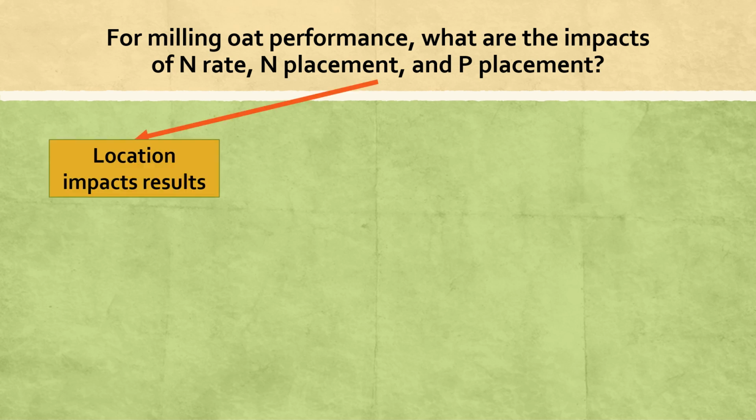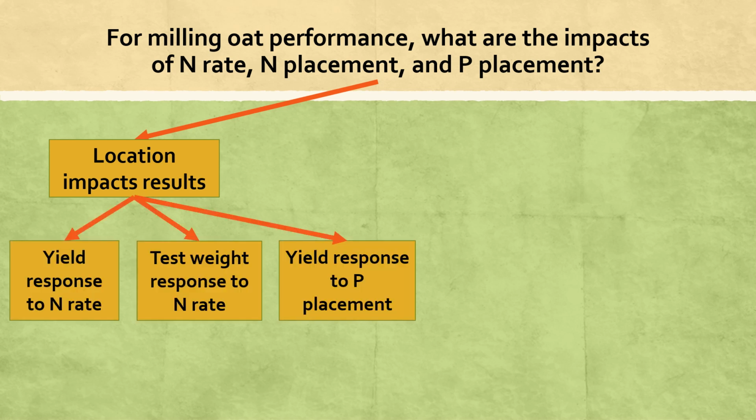So what did we find? Well, the biggest part of this is that location matters when it comes to the response of your oat crop to fertility. In Melfort, we saw more of a yield response to added nitrogen and improvements in yield when phosphorus was placed in the seed row versus in the sideband. Now, when you compare that to Scott, there was minimal yield response there.